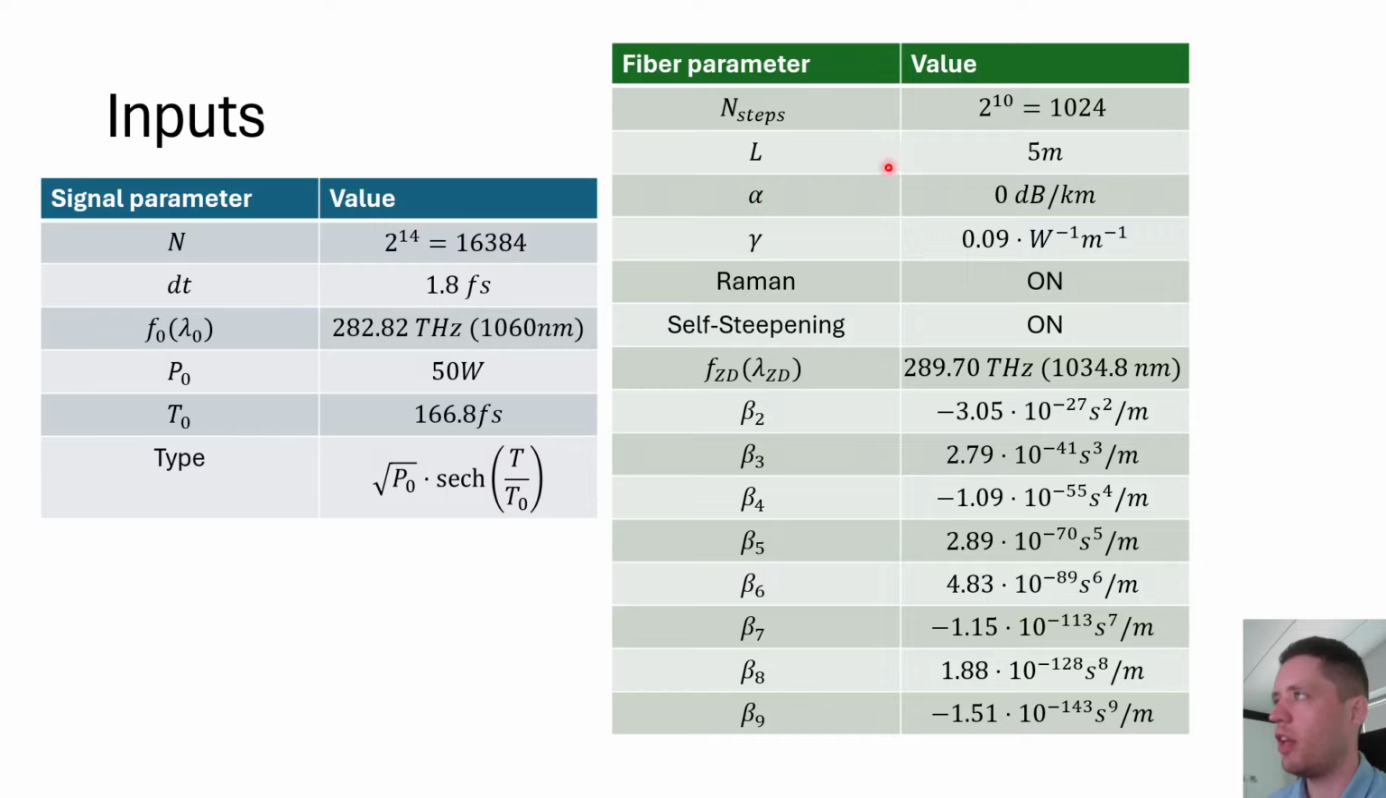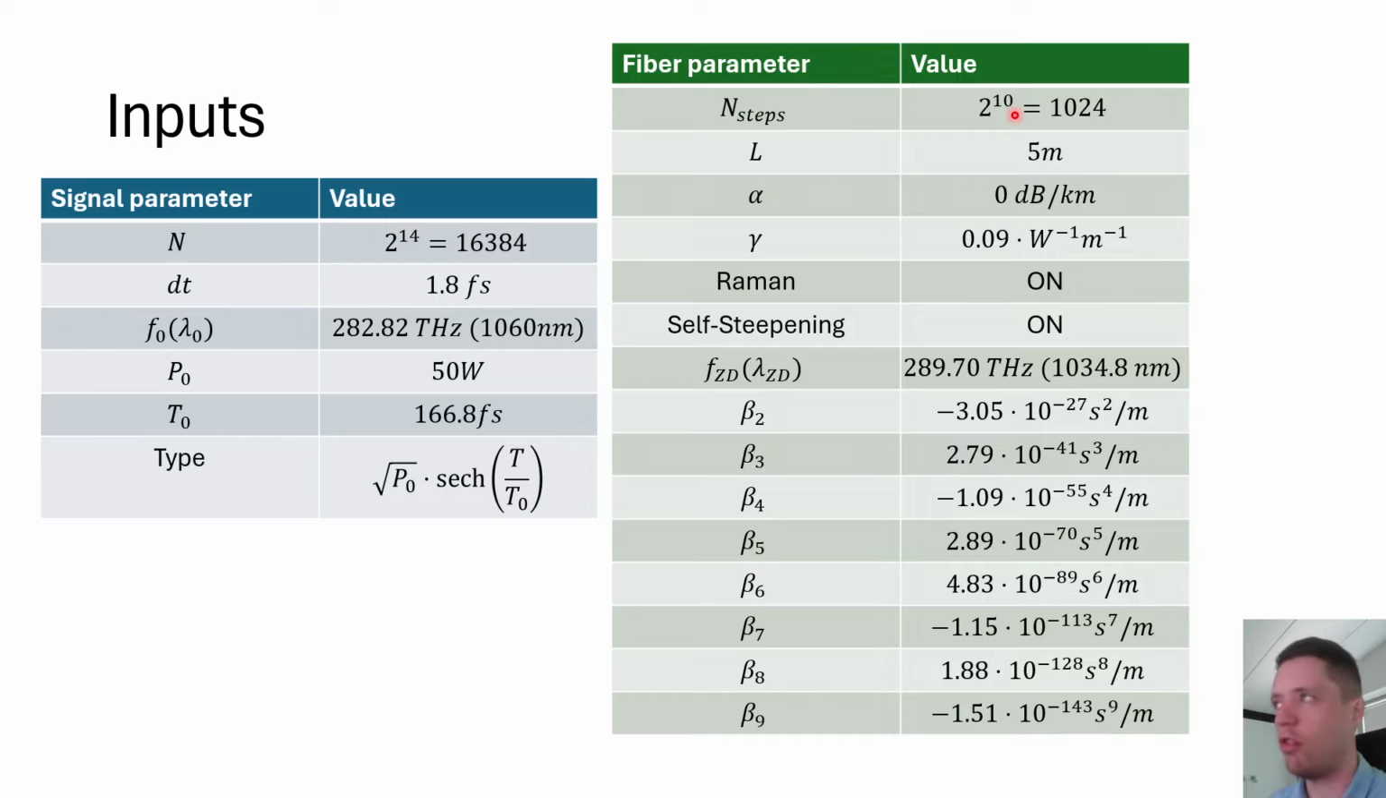Note also that the attenuation coefficient alpha is set to 0. So in some sense, the result of this simulation will be a best case scenario for how broad we can make the spectrum. Since if alpha were negative, meaning that we lose power as we move forward, the nonlinear effects would simply turn off after a certain distance. So we're just ignoring that, both in the paper, but also in the simulations I'm going to show you.